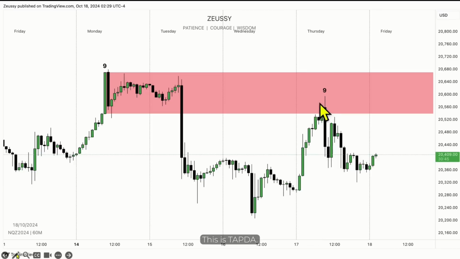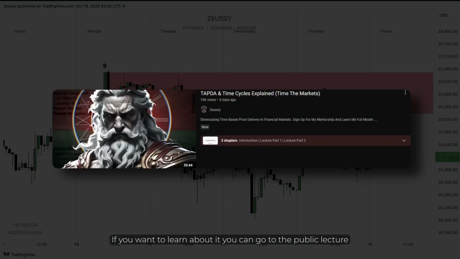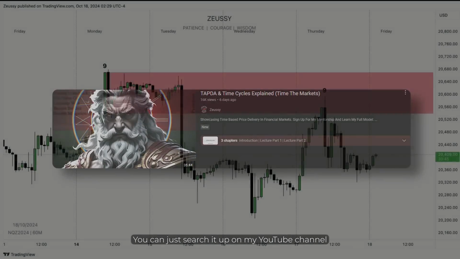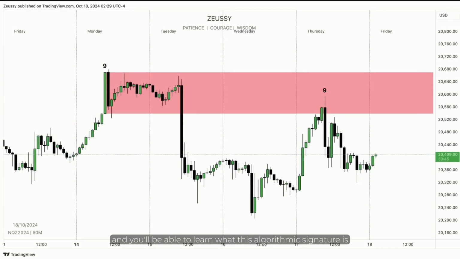This is TAPDA. I won't get into depth when it comes to TAPDA during this lecture. If you want to learn about it, you can go to the public lecture which I've shared on the topic. You can just search it up on my YouTube channel, and you'll be able to learn what this algorithmic signature is. But it showcases that time and price are in sync, meaning we are referring to the previous same time-based range, and we are likely going to see a rejection of that same time-based range.